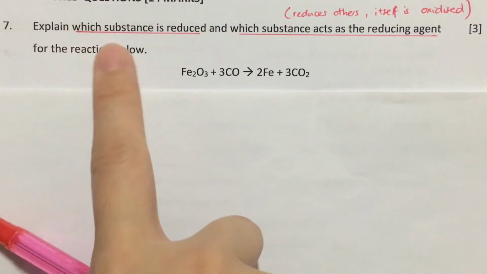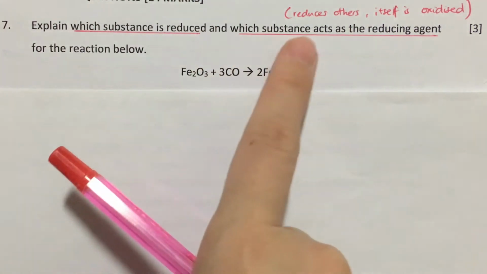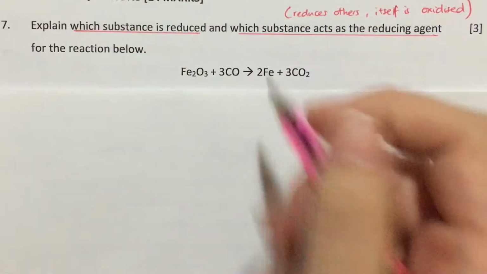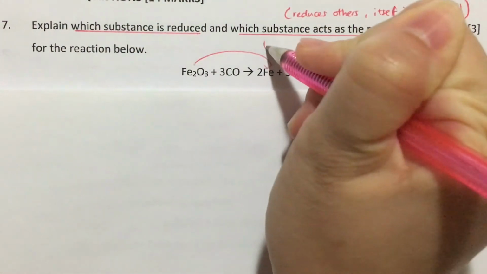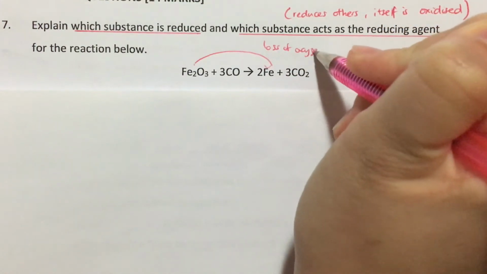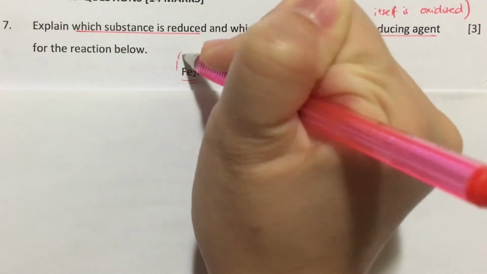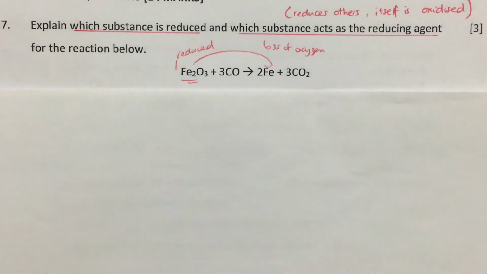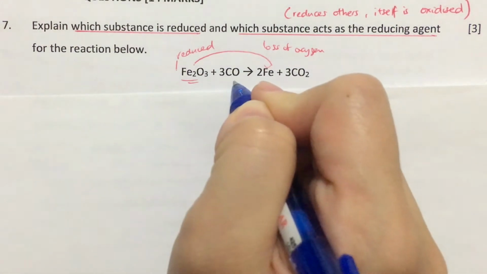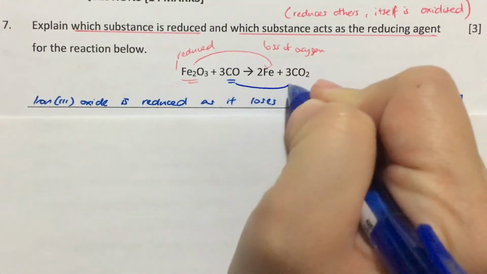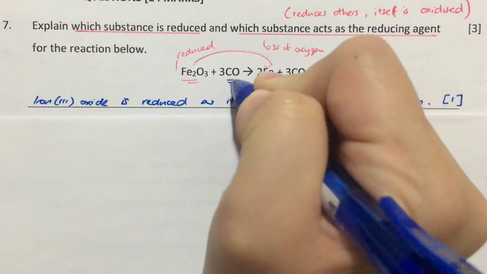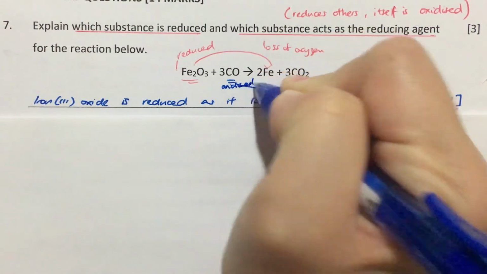So question 7 says which substance is reduced? And then next, which substance acts as a reducing agent? Let's look at what is reduced first. Here to here, we can see a loss of oxygen, which means this has been reduced. Then next, this one here, this to this has gained oxygen. So this has been oxidized.